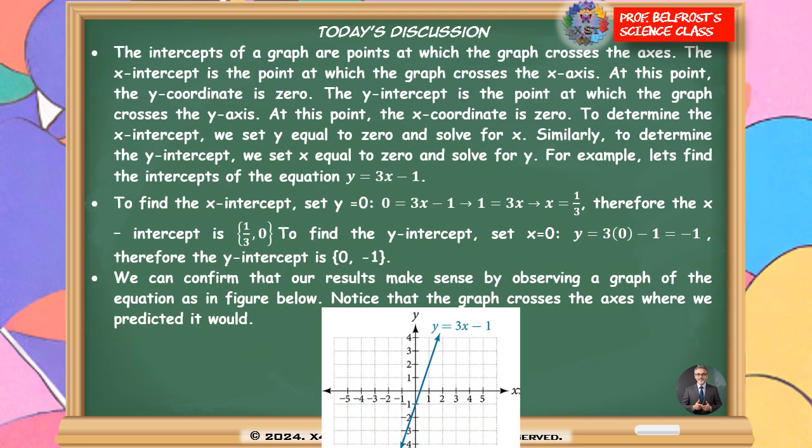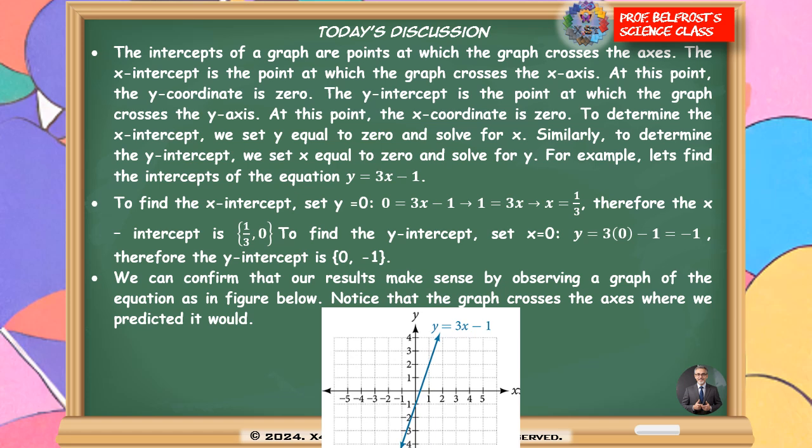So the intercepts of a graph are points at which the graph crosses the axis, and the x-intercept is the point at which the graph crosses the x-axis. And here the y-coordinate is 0. The same thing applies for the y-intercept. The y-intercept is the point at which the graph crosses the y-axis. Here it means that the x-coordinate is 0. So to determine the x-intercept, we set y equal to 0 and solve for x. And similarly, to determine the y-intercept, we set x equal to 0 and solve for y.